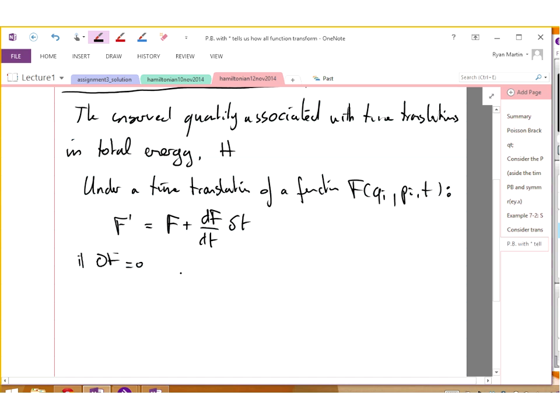Now, if partial f by partial t is equal to 0, then f prime is equal to f plus the Poisson bracket of f with H times delta t, which we can also call delta epsilon. So the Hamiltonian tells us how a function transforms with respect to time translations.